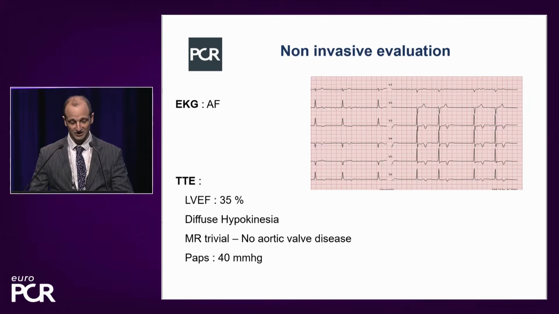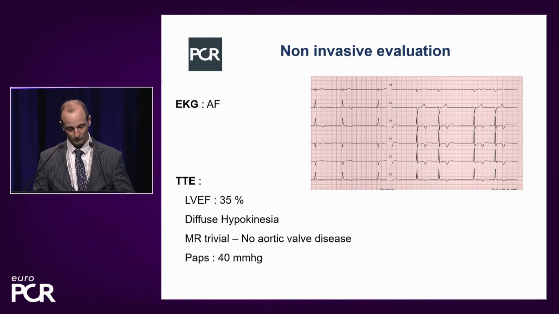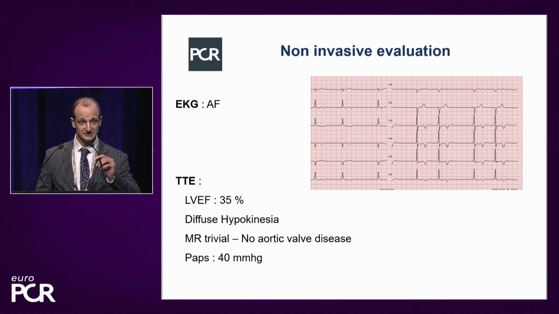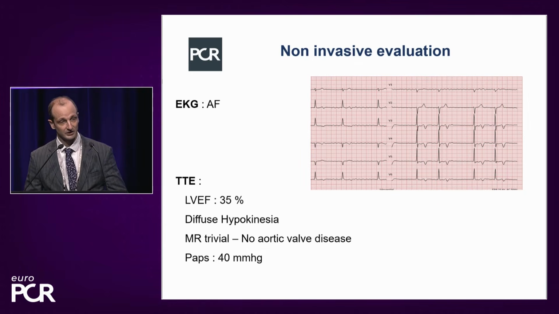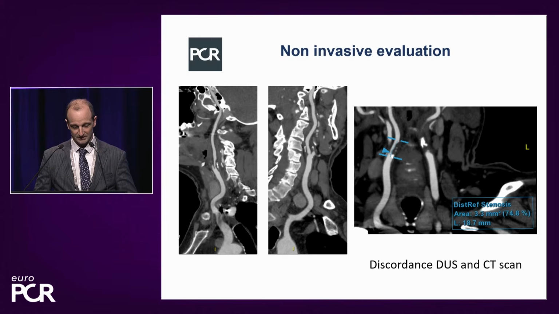And you can see on the EKG that there is atrial fibrillation, but also an important repolarization disorder in the anterior wall. And the transthoracic echography confirmed that there is an endocardiac disease with an impaired left ejection fraction, a diffuse hypokinesia, and no valvular disease in this patient. So I share with you the CT scan, and you can see on the right internal carotid artery this stenosis.